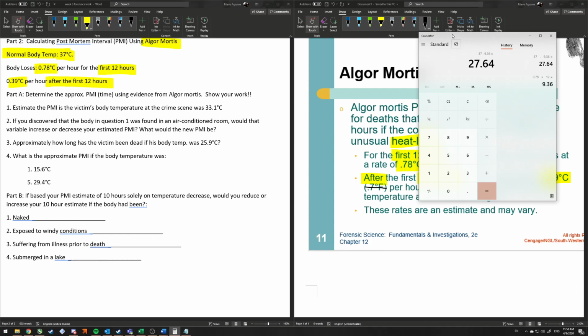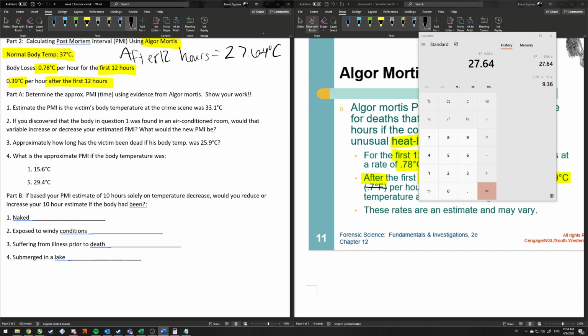So I'm going to write that down over here. Keep a good note of it. So I'm going to write, here it is. After 12 hours, 27.64 degrees Celsius. Okay, super important.